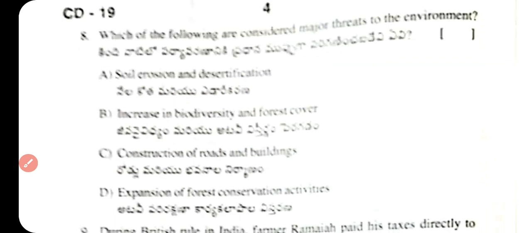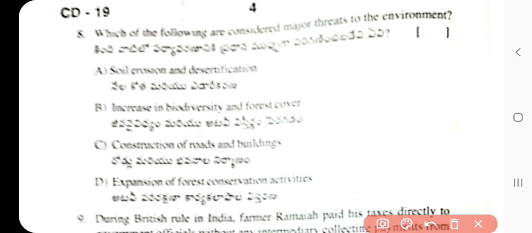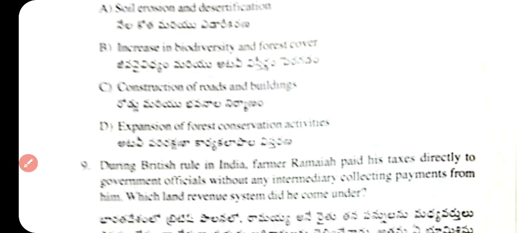What is the next question? This one is question number 8. Which of the following are considered major threats to the environment? What is the answer? Answer is option A. Soil erosion and desertification is the correct answer of question number 8.